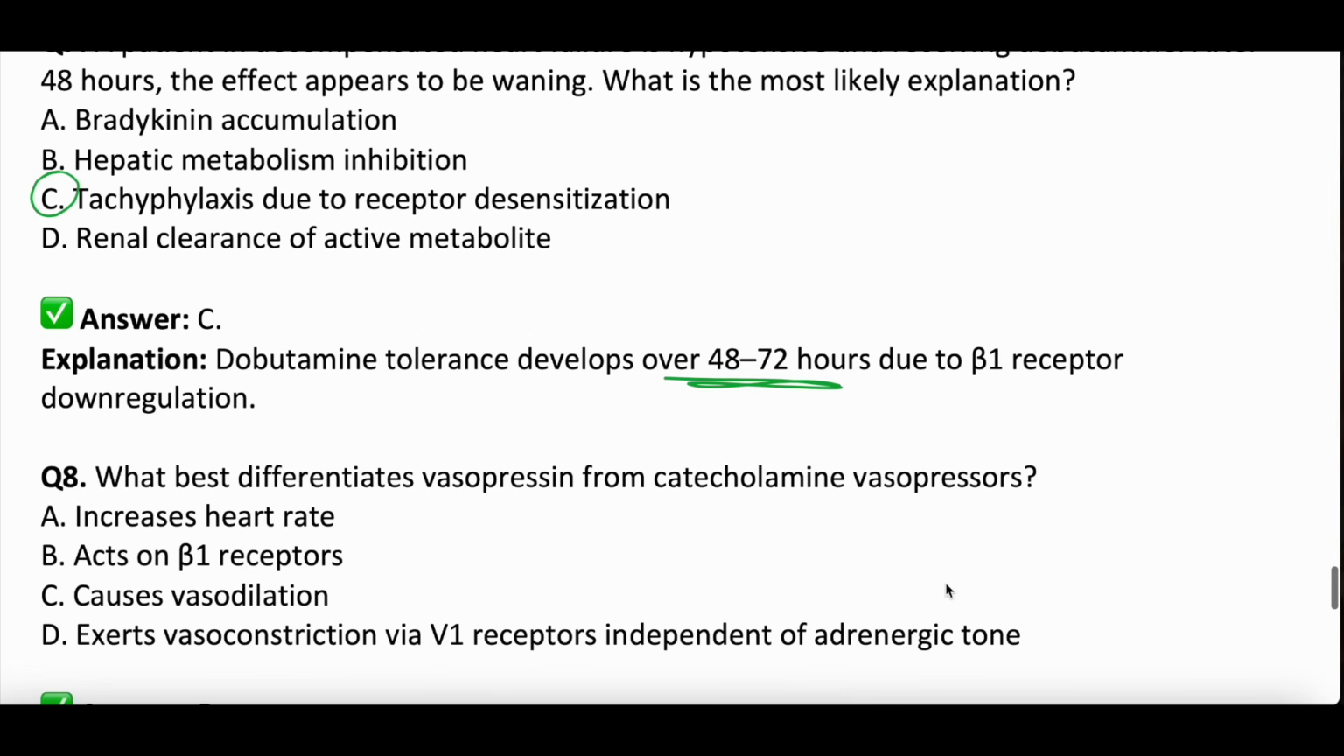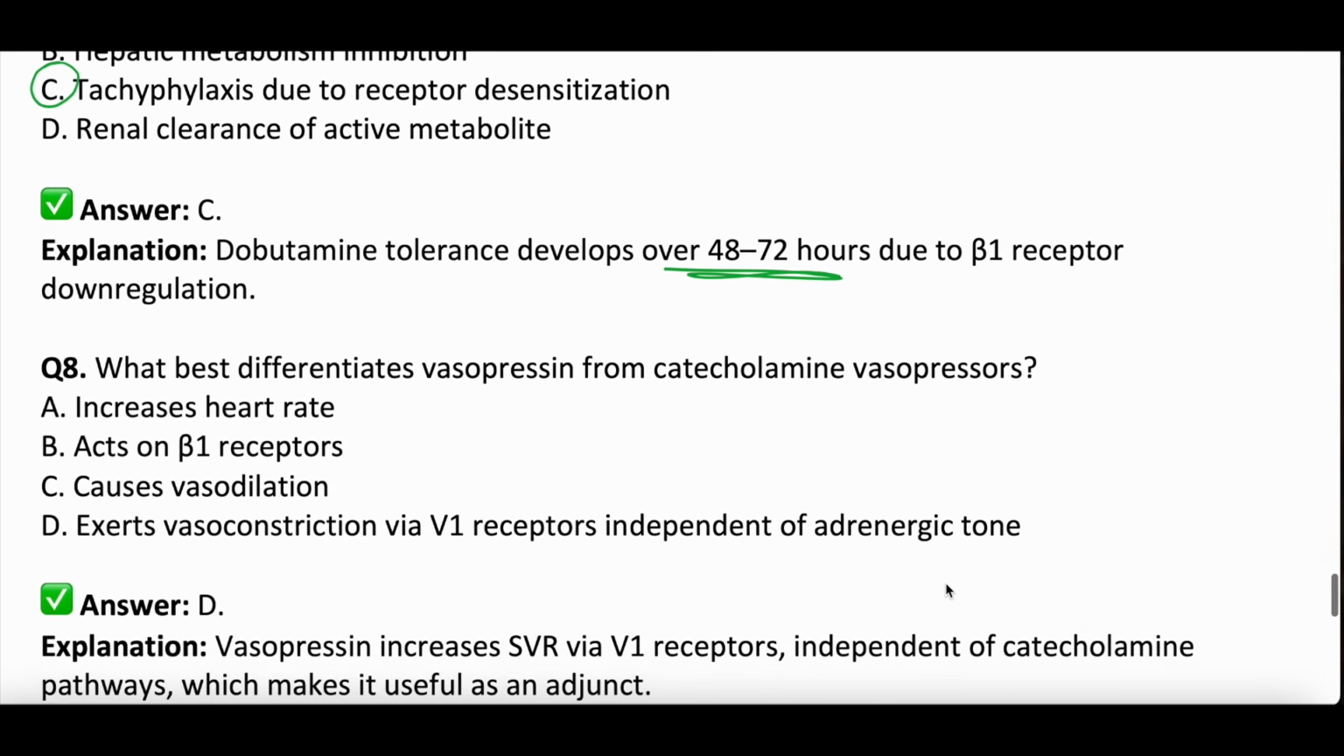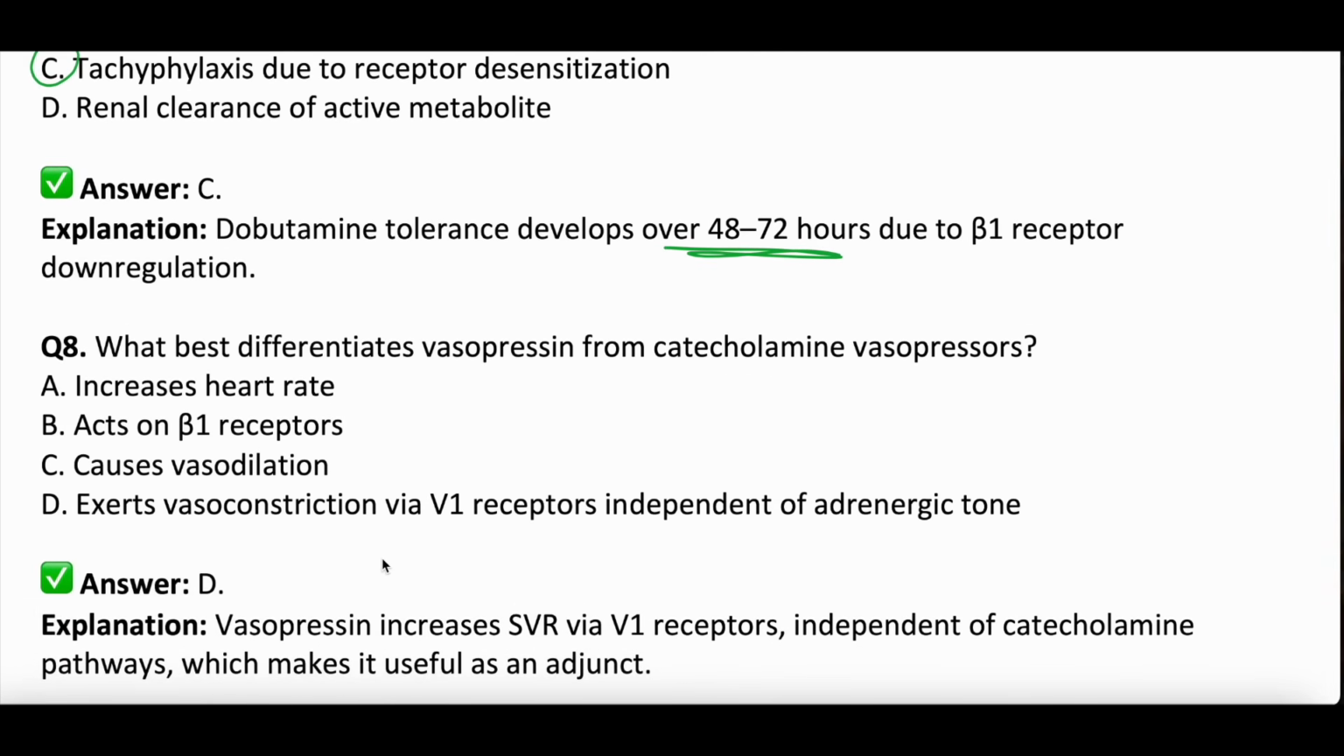Pause here. Answer is D, exerts vasoconstriction via V1 receptors independent of adrenergic tone. So vasopressin increases systemic vascular resistance, which increases the MAP, right? But it does this through V1 receptors. These are not catecholamine receptors. They're completely separate pathways, which is why it's a nice adjunct to norepinephrine, a nice adjunct to catecholaminergic vasopressors.